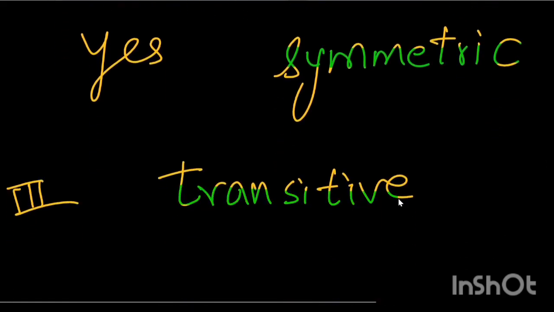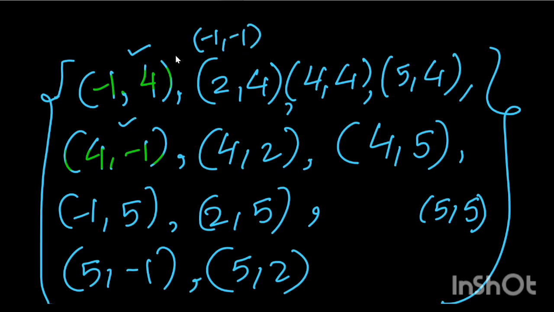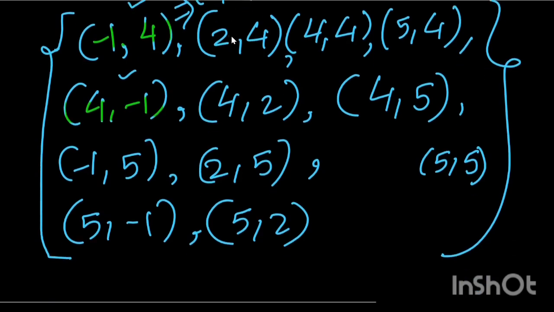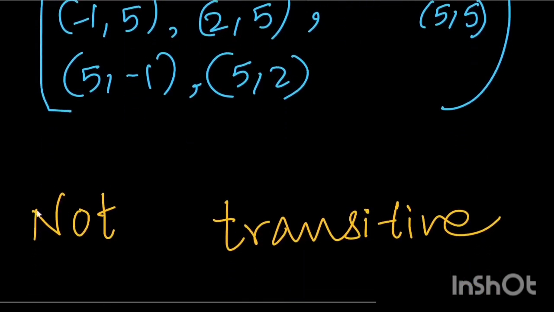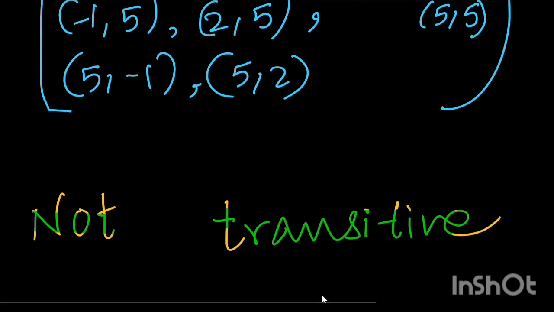Transitivity, we will again check. Now if you see (-1, 4) and (4, -1), so (a, b), (b, a) in this case. If these two are there, then definitely (-1, -1) should be there for transitivity, which is not present. So guys, this is not a transitive relation. So it is symmetric but not reflexive and transitive, guys.